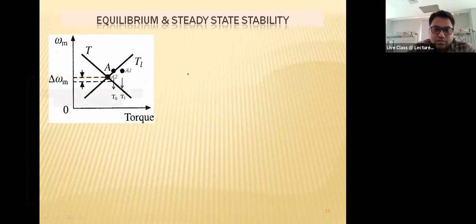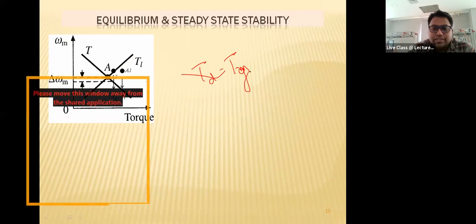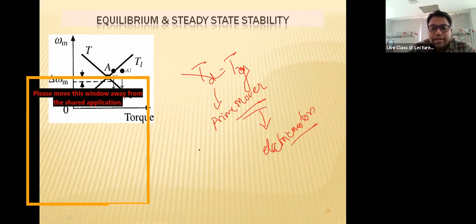The developed torque should be equal to either motor torque or load torque. Who is developing the torque? The motor. Developed torque is developed by the motor, no? So it is Tm, or Tg, whatever it is. Developed torque is developed by the prime mover, right? In an electric vehicle, the prime mover is the electric motor. In any other application where an electric motor is there, that is the prime mover.